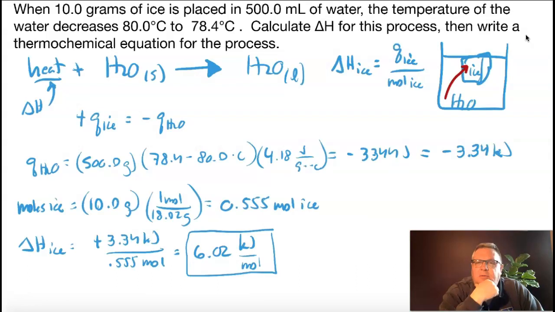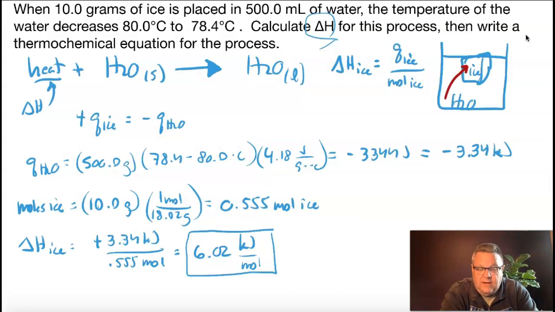Okay, so for this example, the ice is the system, the water is the surroundings. The trick that I'm talking about is right here. We can't measure Q ice directly. We can never measure Q system directly. We have to measure Q surroundings, assume that we lose no heat, change the sign, and then call that Q system. So we're going to calculate Q water, and then change the sign and call that Q ice. Delta H ice is equal to Q ice over moles of ice. That's our answer for calculate delta H for the process.